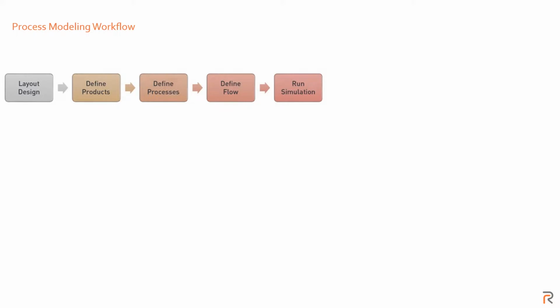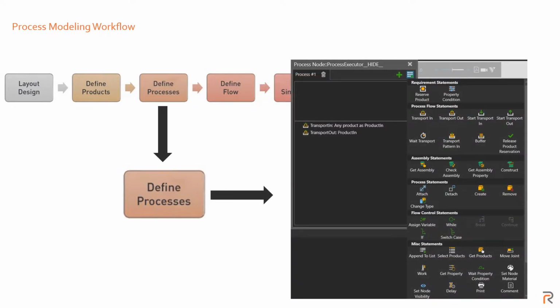The third step is to define the processes. A process is a representation of a machine, workphase, inventory, buffer, or other production step. The process editor is used to create processes from process statements. Machines can be programmed to behave like their real-life counterparts using routines and statements.